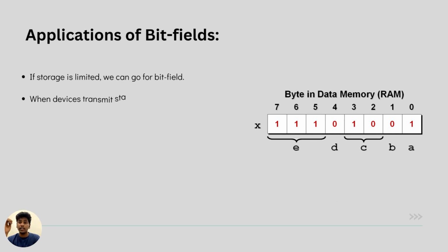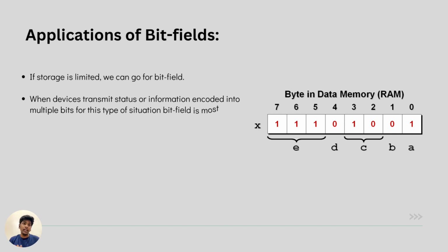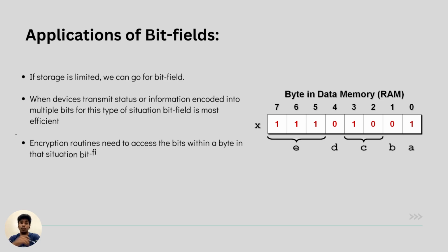Next, applications of bit fields. The main application of bit fields is conserving memory, and if the storage is limited, we can go for bit fields. When devices transmit status or information encoded into multiple bits, for this type of situation, bit fields are most efficient. Encryption routines need to access the bits within a byte. In this situation, bit fields are quite useful, and it is a depiction of a byte in memory. As you can see, it takes up to 8 bytes. In some compilers, it's going to take 16.